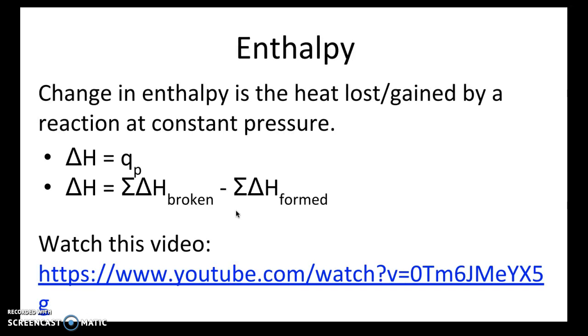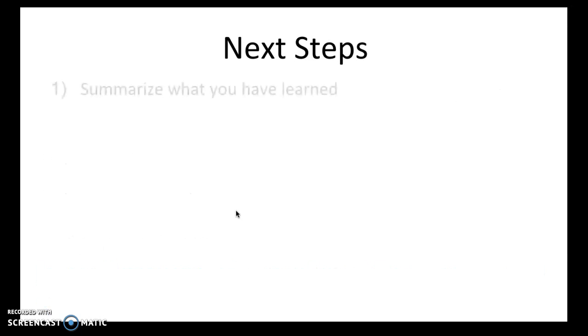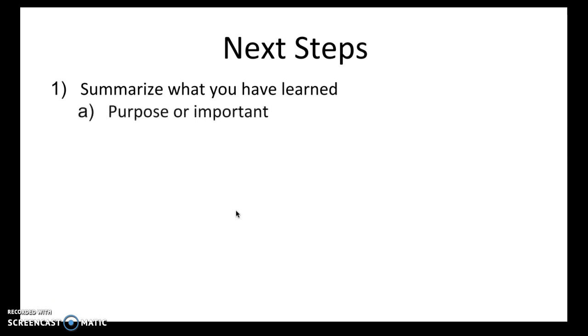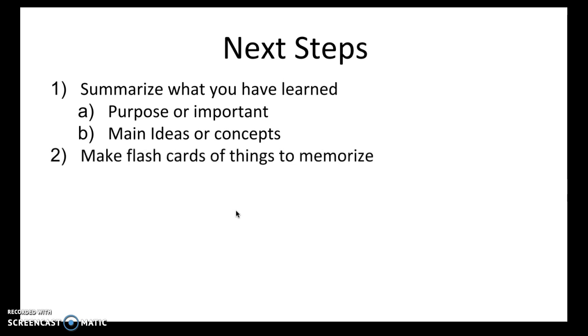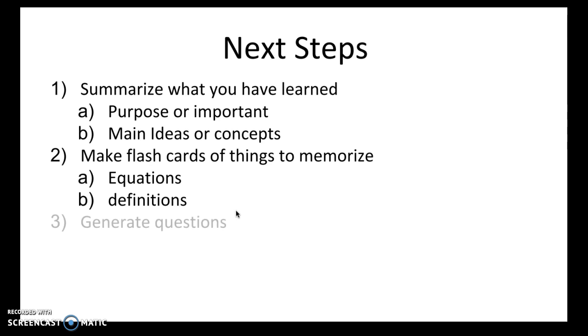And then once you're done with the video, your next step is to summarize everything that you learned in parts 1 and 2. Identify the purpose or importance of each thing, and also main ideas and concepts. So that's what summarizing means. Why is this important? What's the purpose of doing this? Some main ideas and concepts. You want to make flashcards of things to memorize, like equations or definitions, if that's helpful. If you have other ways of memorizing things, use those as well, but flashcards are just the standard.